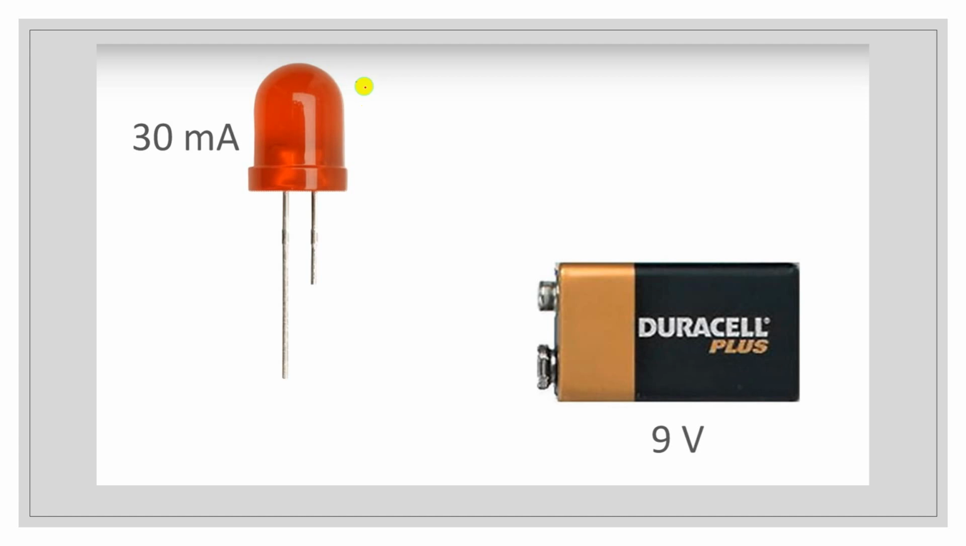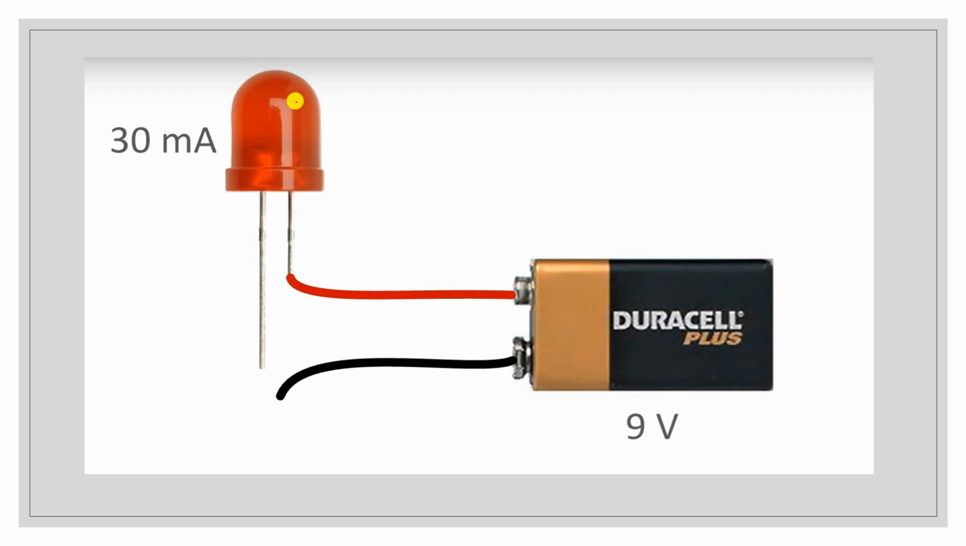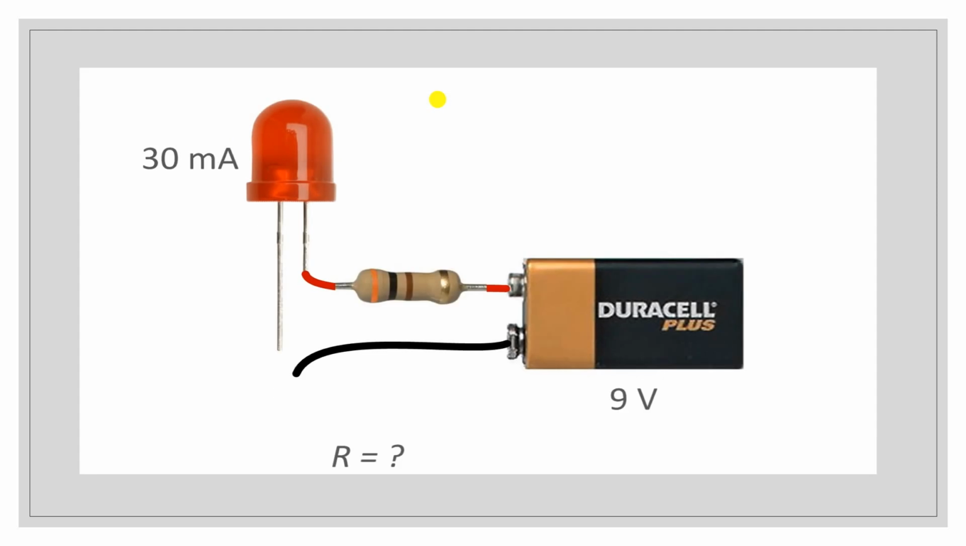So all of you know that this is the LED and this is your battery. The battery is 9 volt. Here the negative of the battery is connected to the negative of the diode, your LED. In a similar way, the positive terminal is left open. Now here we want to provide a current of only 30 milliampere. So we want to put one resistor to protect this LED.